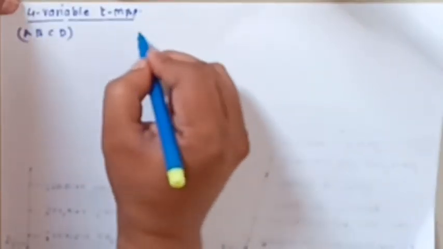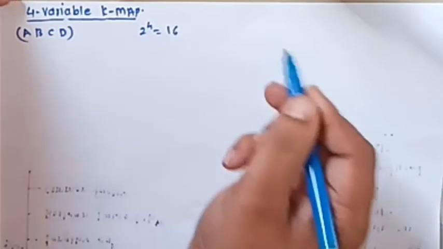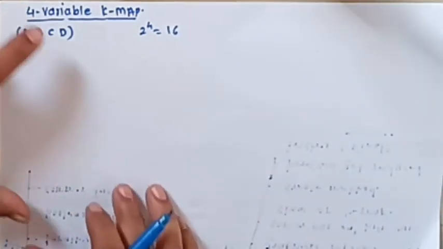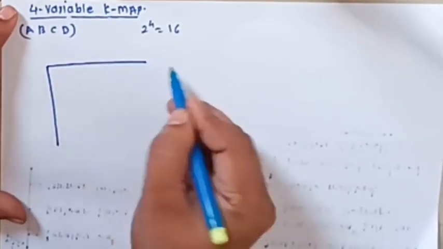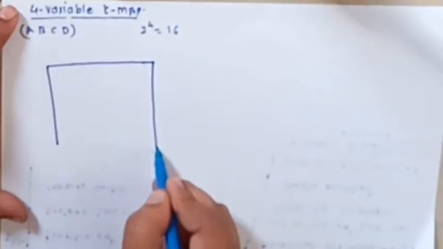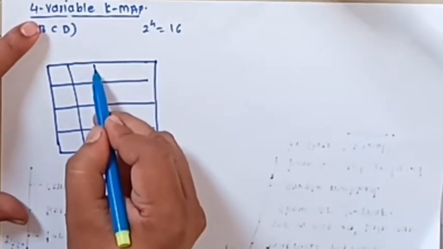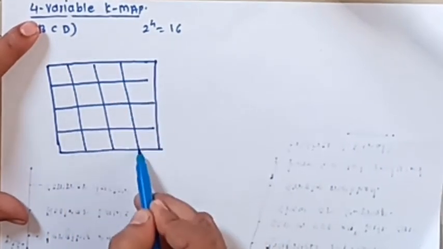So how many boxes are required? 2 raised to 4 equal to 16 boxes are required here. Okay, so for this type we will draw the 16 square boxes. 1, 2, 3 and 4. 1, 2, 3 and 4. 4 into 4, 16. So here 4 combinations are there.